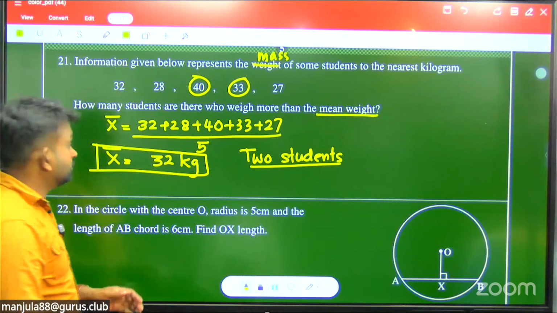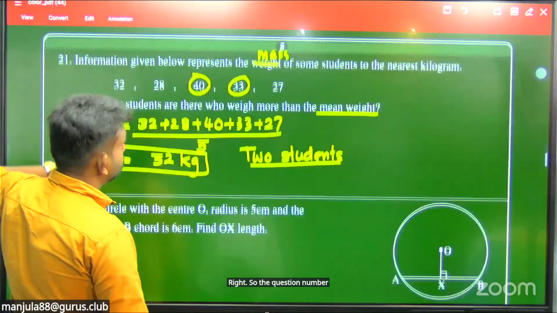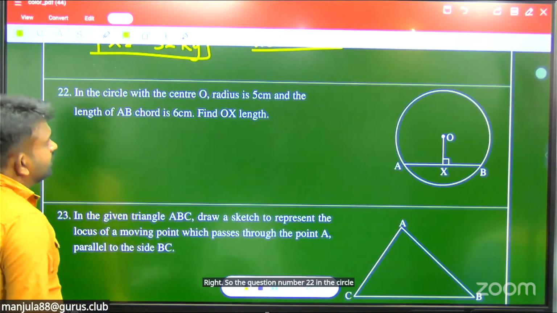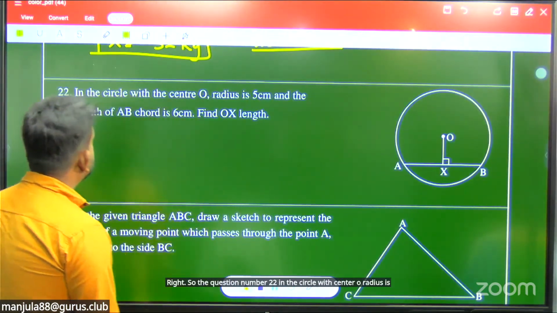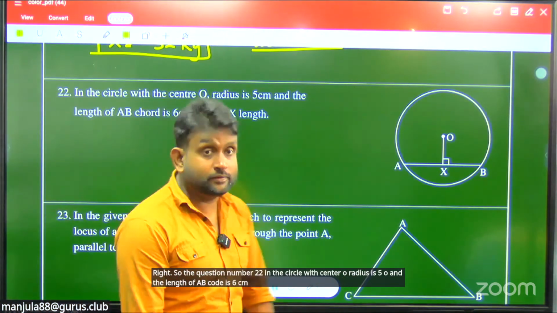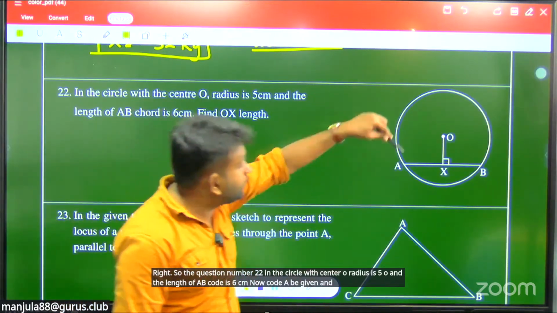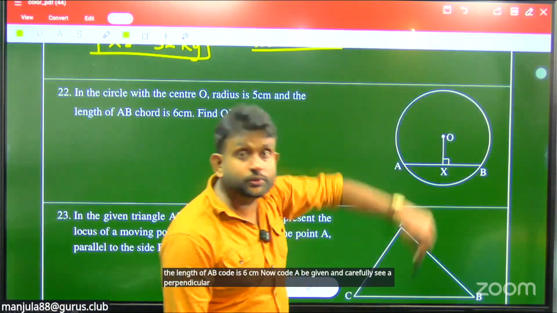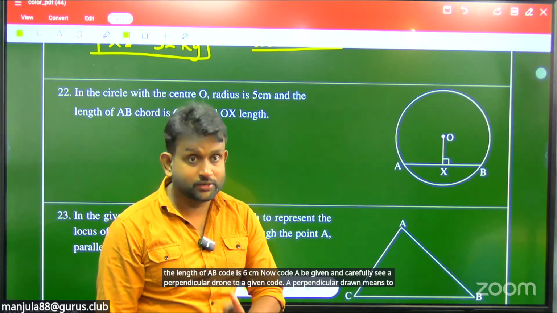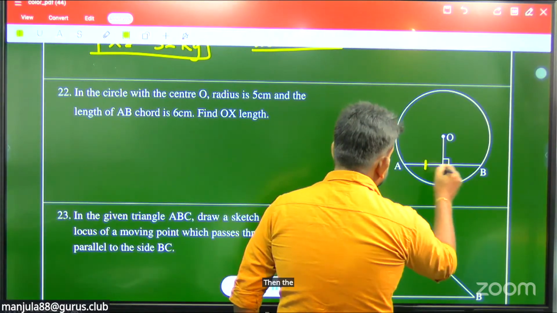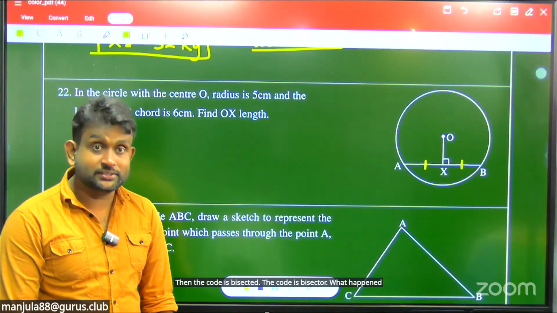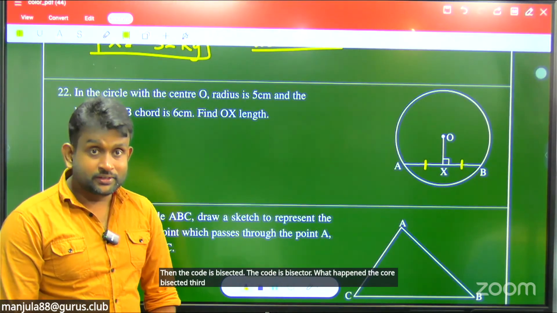Right. So the question number 22. In the circle with center O, radius is 5 and the length of AB chord is 6 centimeter. Now chord AB is given, and carefully see, a perpendicular is drawn to the given chord. What happened? Then the chord is bisected.